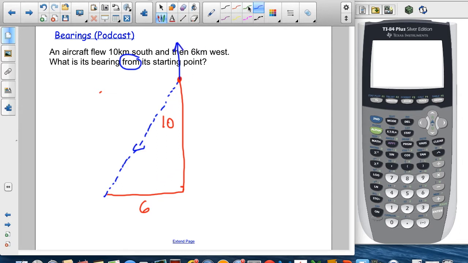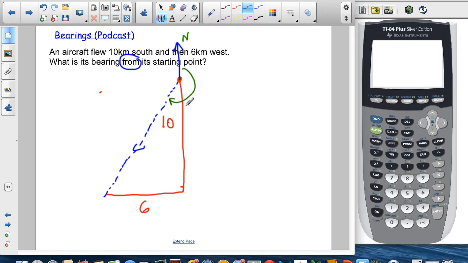So we always are looking at where we turn from north. We start at our north line, facing north. It's like we're standing there facing north. We have to turn clockwise because bearings are always measured clockwise, until we get to the blue line, because that's our path that takes us directly to where we now are. So where the green arrow is, that's the angle we're trying to find.